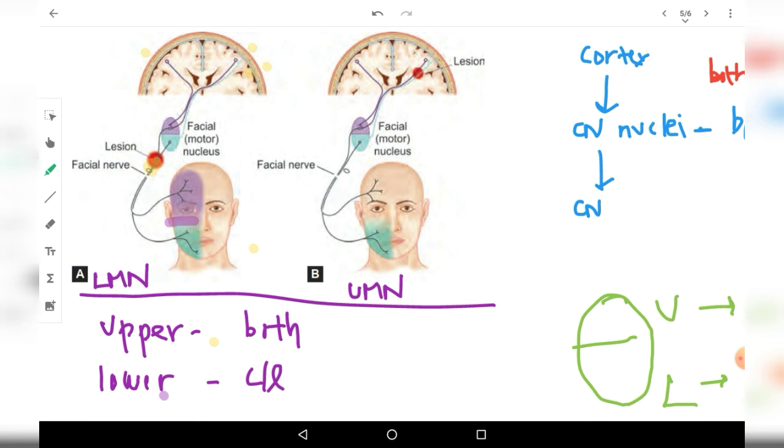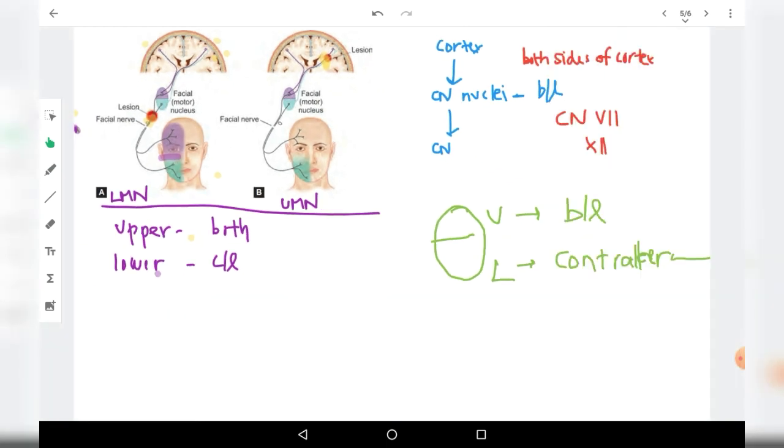But that's not the case with the upper motor neuron lesion. This is the upper motor neuron lesion, and this will only be on one side. Now you know that the upper nucleus receives innervation from both sides of the brain. So if there's a problem on one side, it will still receive the innervation from the other side of the brain. That means the muscles in the upper part of the face will still be working. But the lower nucleus only receives innervation from one side of the brain, so if there's a problem on that side, it cannot supply that muscle. So in the upper motor neuron lesion of cranial nerve number 7, the deficit will only be seen in the lower part of the face, because the upper part of the face will still be receiving stimulus from the other side of the brain.